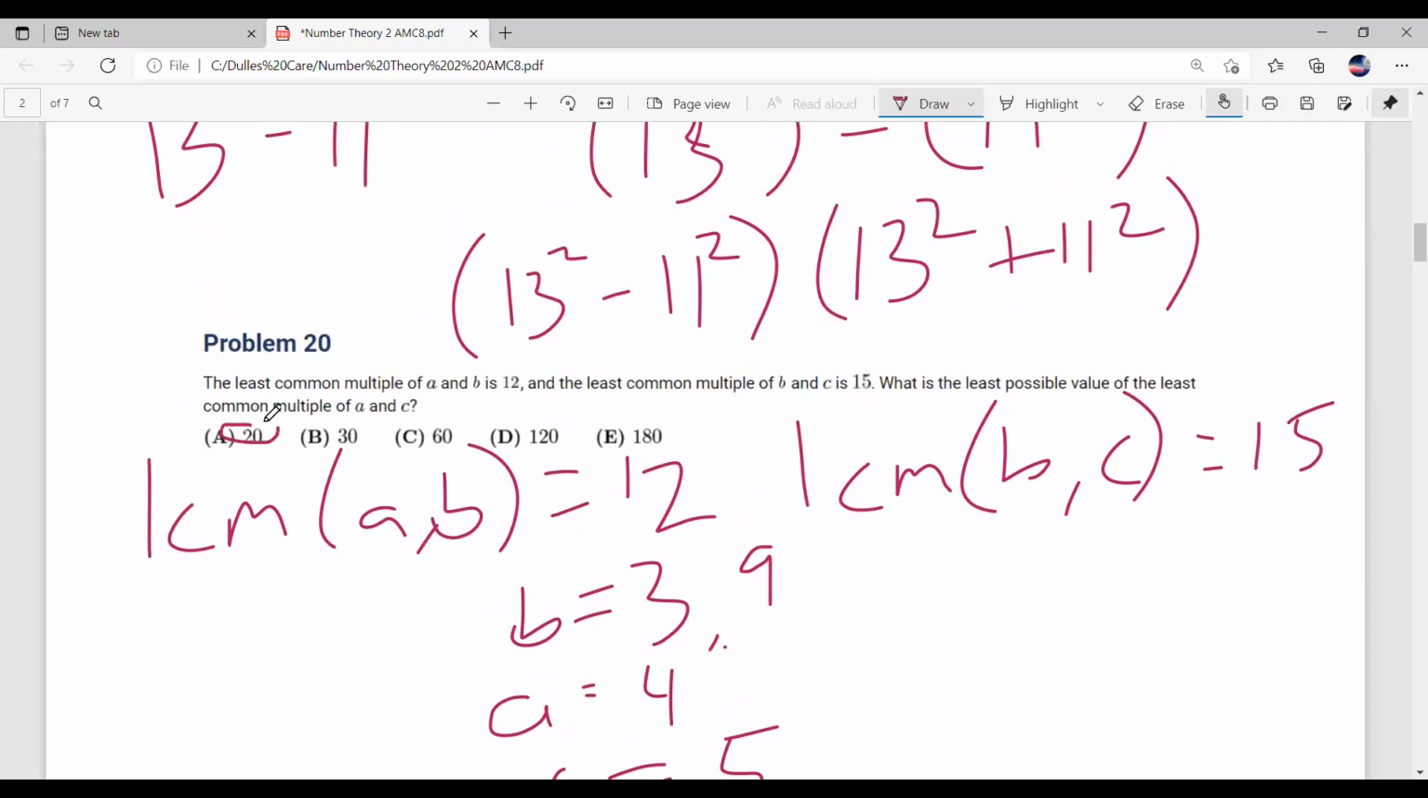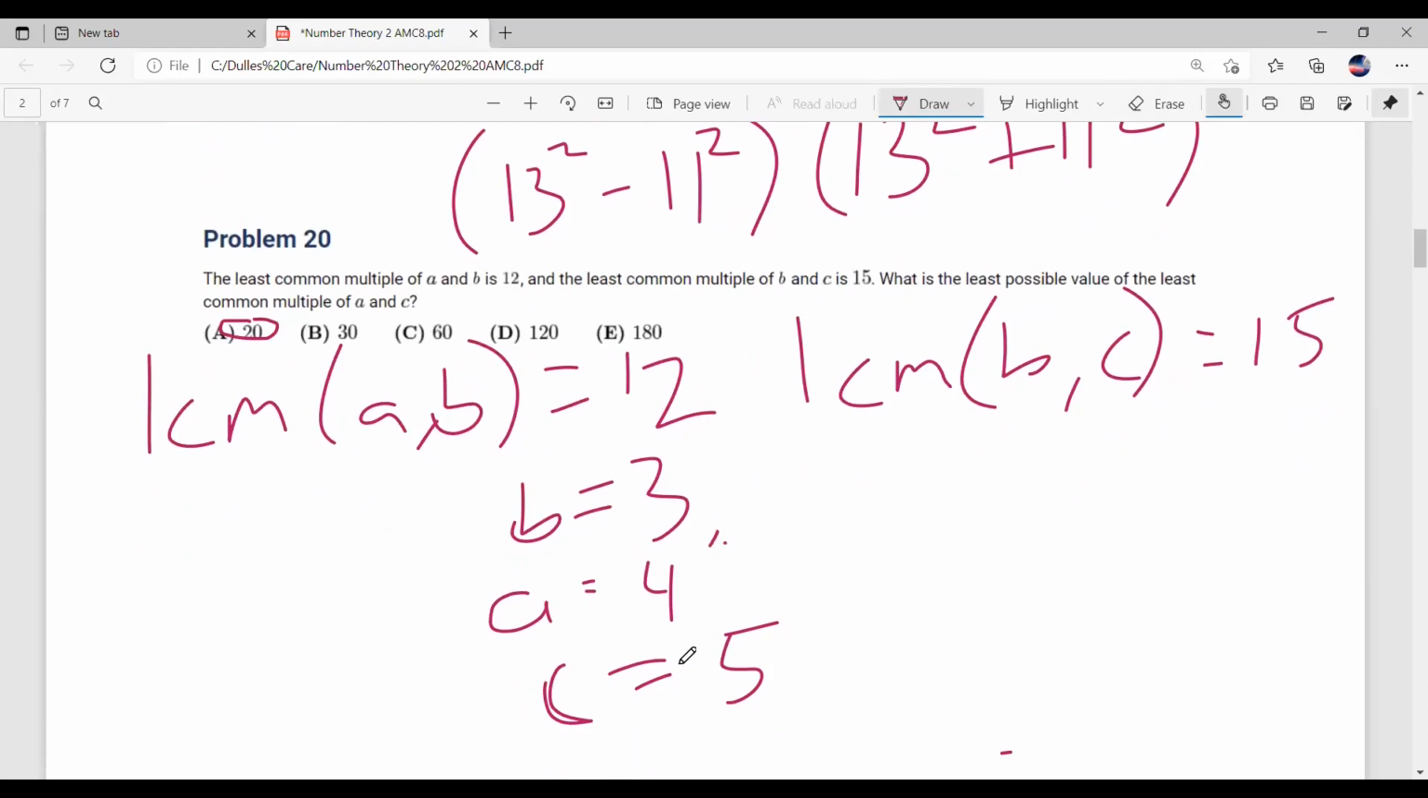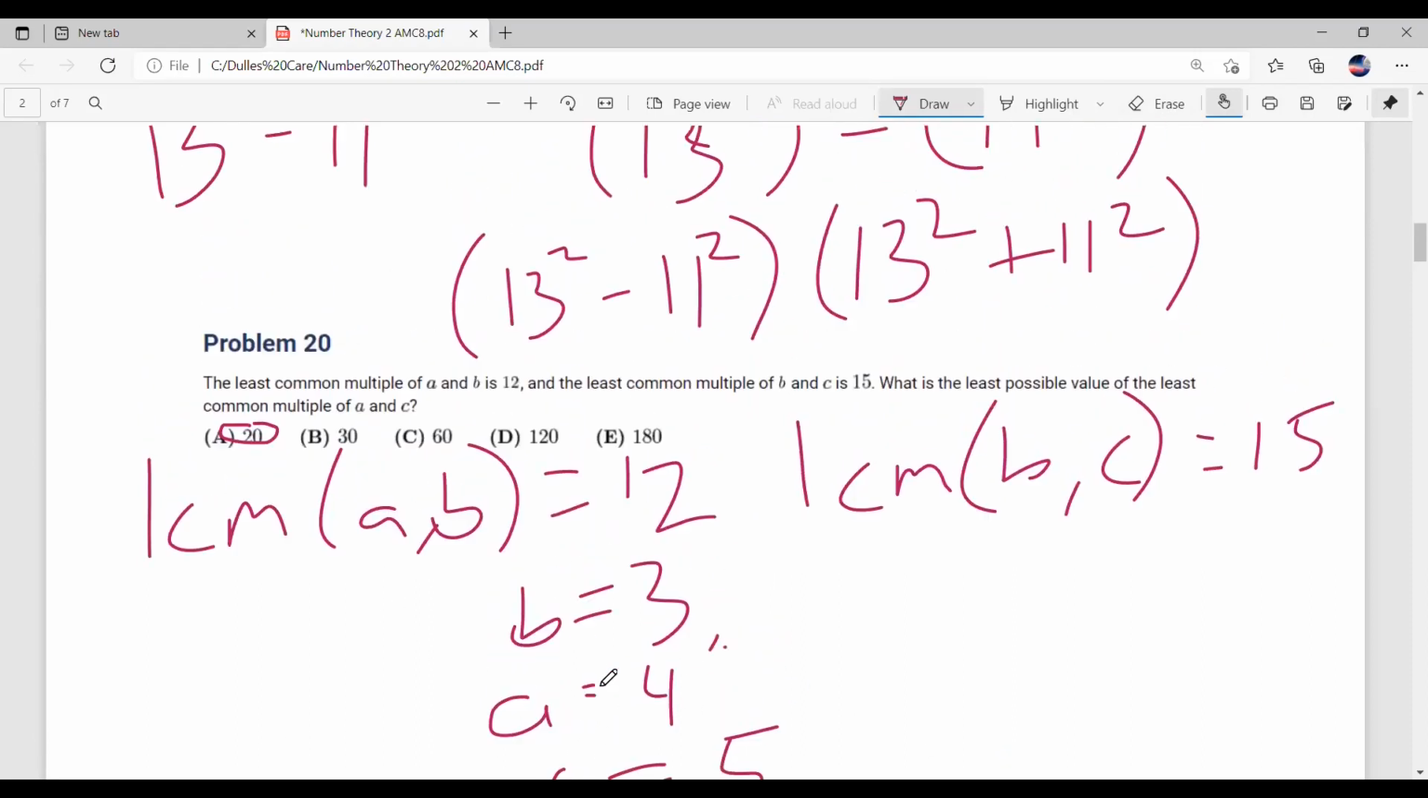20, right? Yeah, and also B can't be 9, right? Because if B is equal to 9, then the LCM of A and B has to be a multiple of 9. Likewise, the LCM of B and C would also have to be a multiple of 9. So the only possible value for B is 3. And then A also has to be 4, C also has to be 5. So these are the only possible values of A, B, and C.